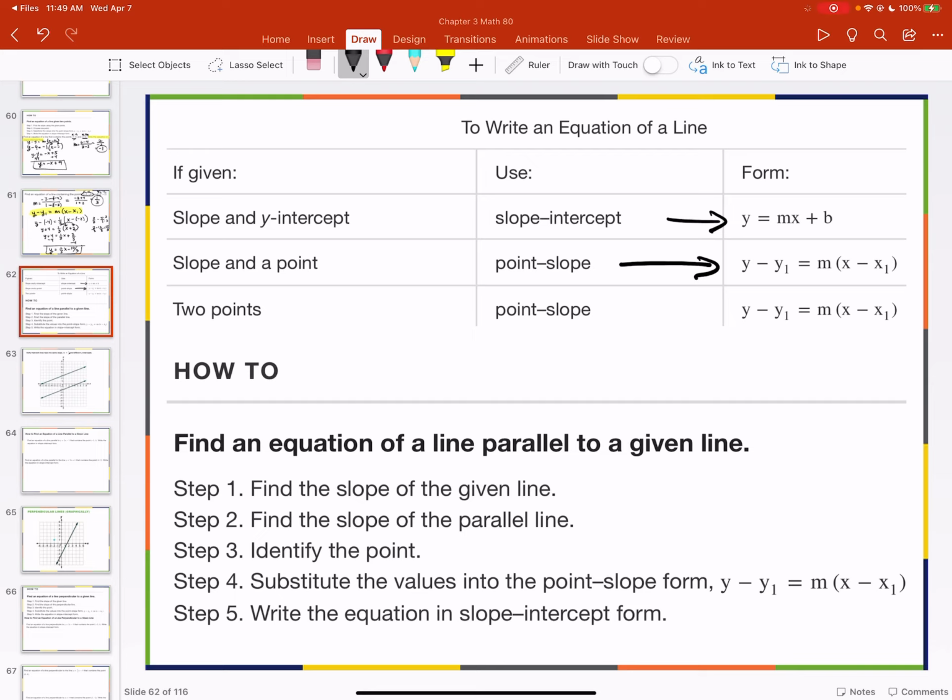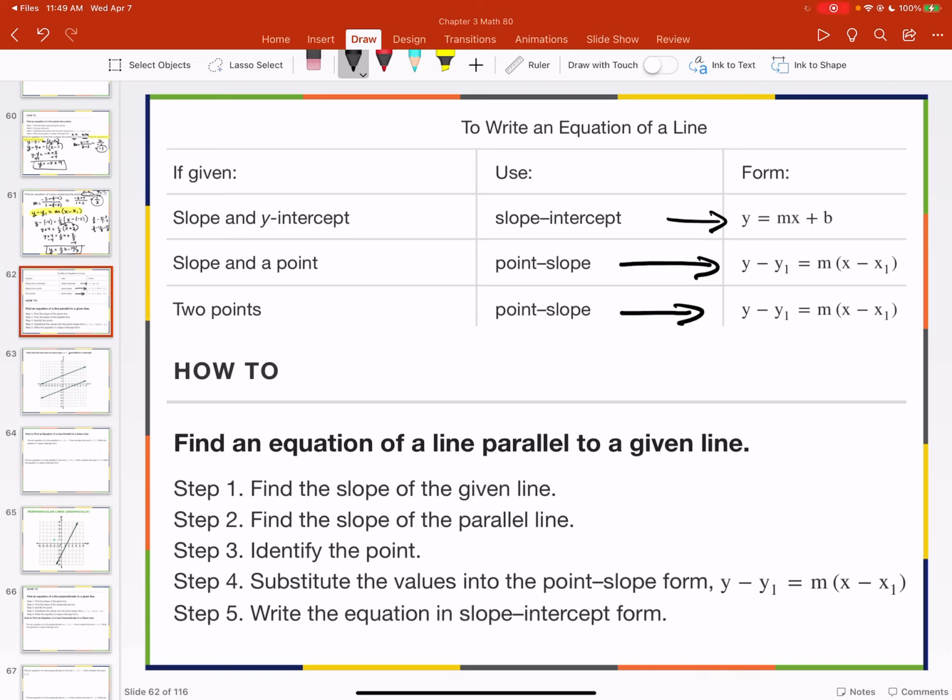If you have 2 points, you have to do a little bit more work because you have to find the slope first, and then you go ahead and use that slope that you've calculated and one of the points and put it into point slope formula, and there you go. Okay, so that's that.